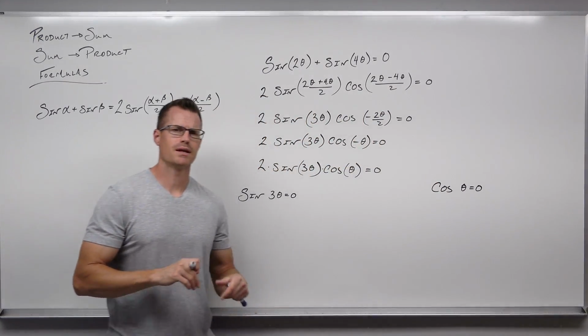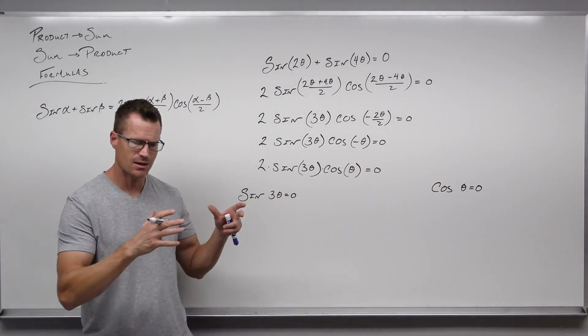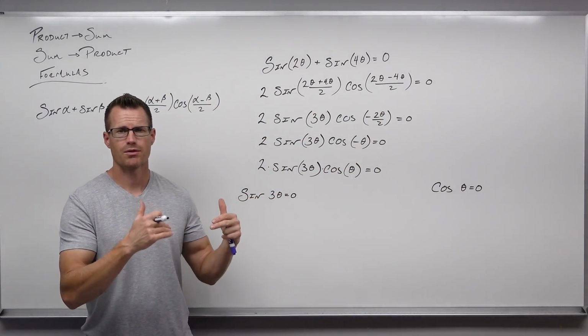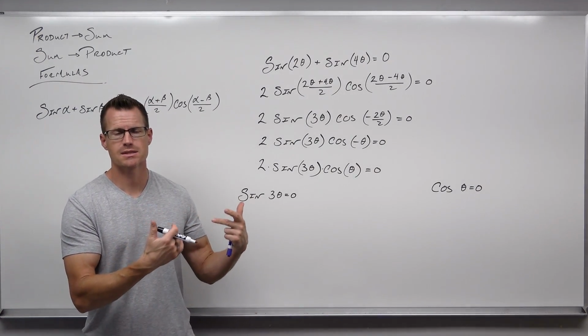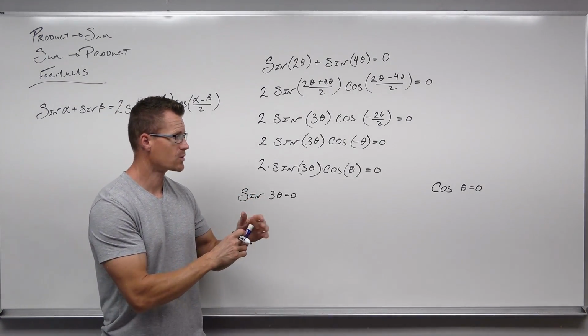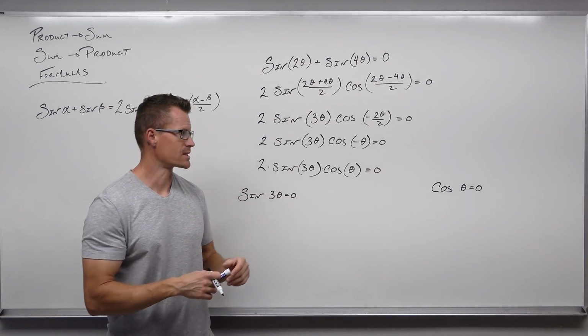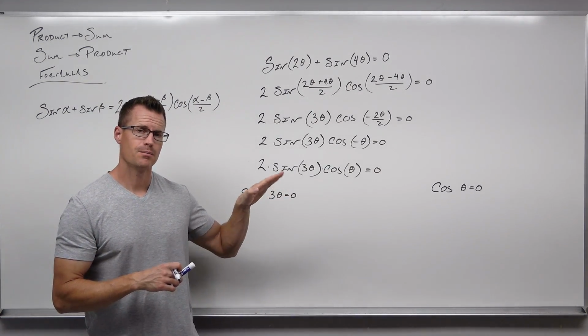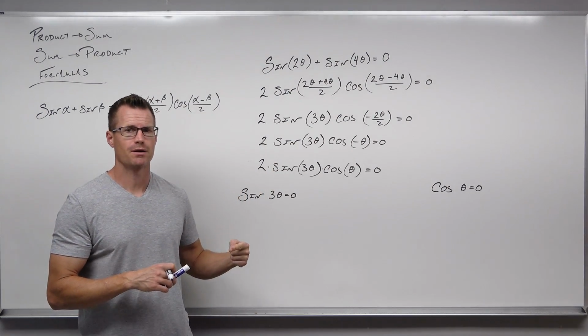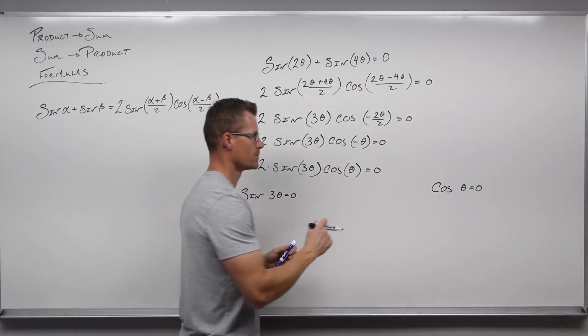Let's start with the cosine theta equals 0. So we pull our unit circle out, we take a look at it and go, hey, when does cosine theta equal 0? When do we have an x coordinate of 0? Remember, cosine of theta says our x coordinate for this angle is, in this case, 0. That would happen at pi over 2 and at 3 pi over 2. That's when our x coordinate is 0.